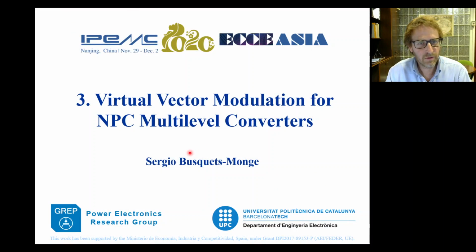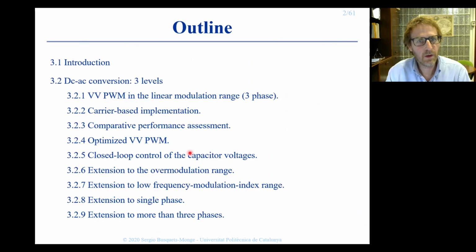In this section, we will cover the following points. We will first have an introduction to review very basic concepts. Then we will jump to DC to AC conversion at the minimum number of levels, which is 3, to see how virtual vector pulse-width modulations can be defined in this case.